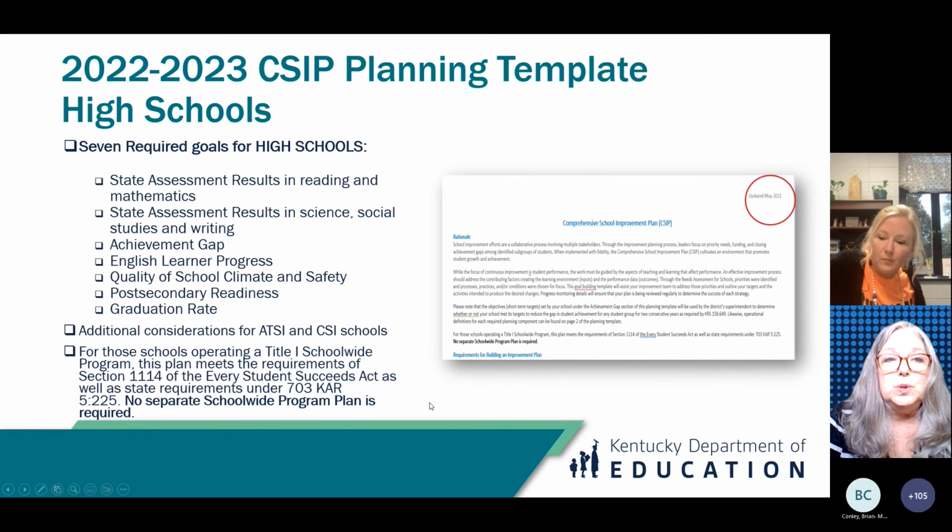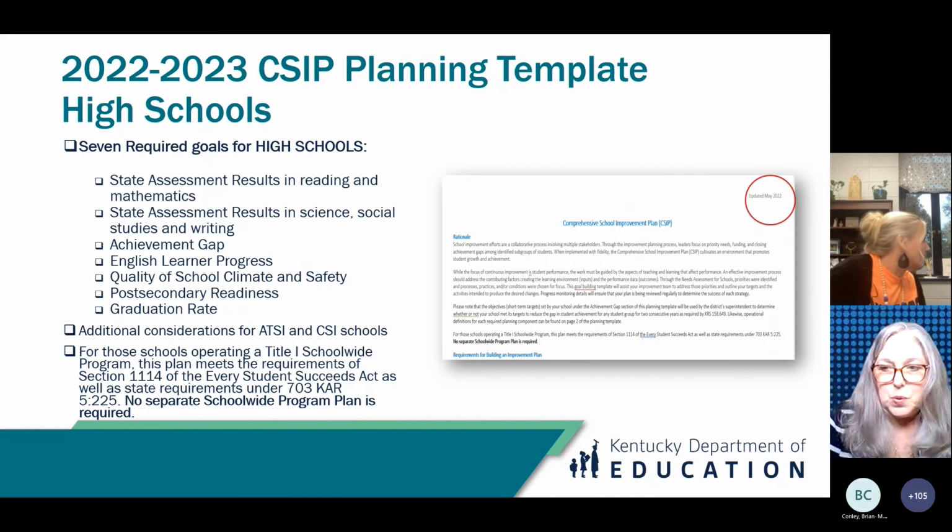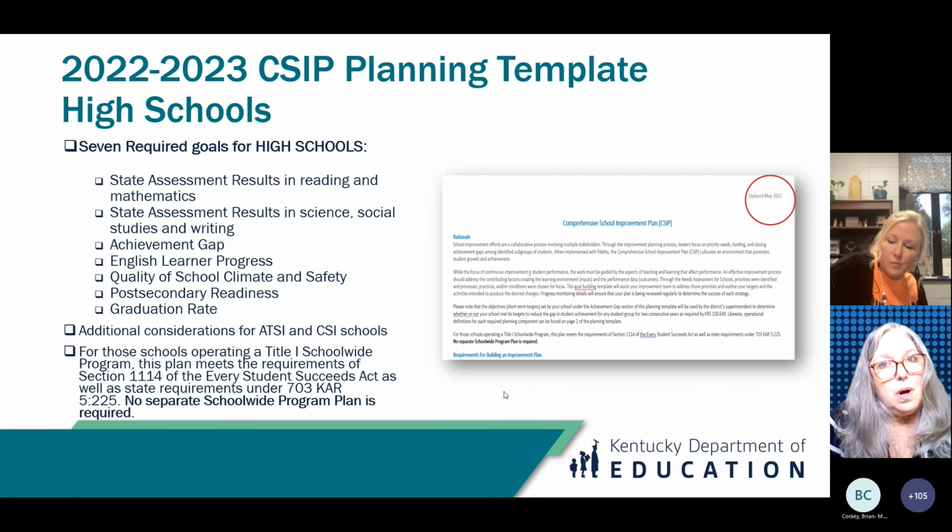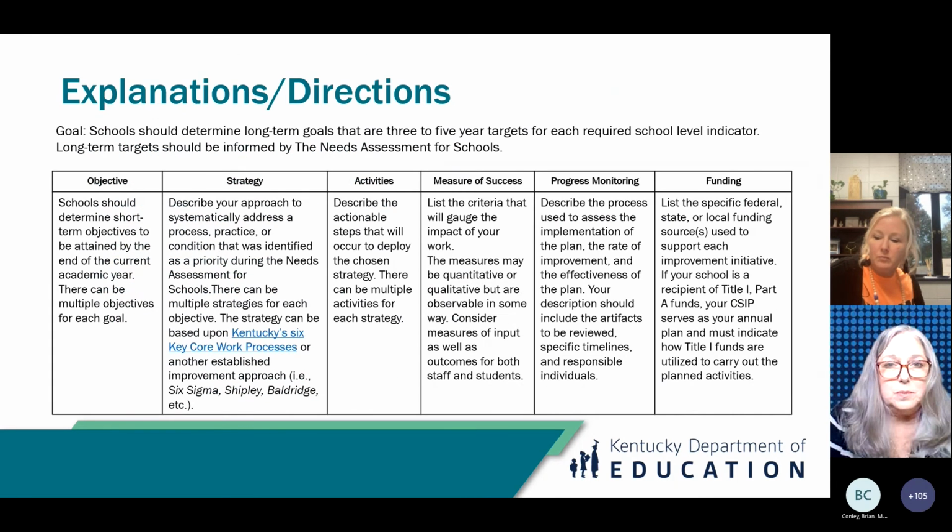For high schools, the 7 required goals are the same as the district goals. You will see you have your state assessment results in reading and math. You have your state assessment results in science and social studies and writing. You have your achievement gap, your English learner progress, quality of school climate and safety, your post-secondary readiness, and your graduation rate. And again, you will have those additional considerations for TSI, ATSI, and CSI schools. And the plan will also operate as your Title I school-wide plan. So there's no separate plan any longer.